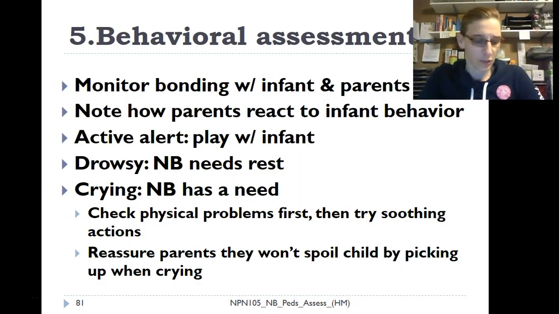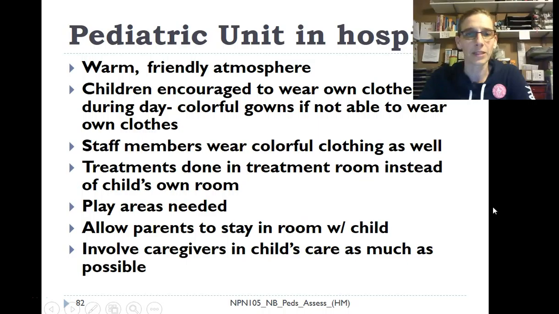One story that I've heard multiple times actually, where a baby was just crying, screaming inconsolably. The parents could not figure out what was going on. They finally undressed the baby, and sure enough, a hair had gotten wrapped around the baby's toe and was cutting off the circulation to the toes. So check all the physical problems first, then try soothing actions, reassuring the parents that they won't spoil the child by picking him up all the time.